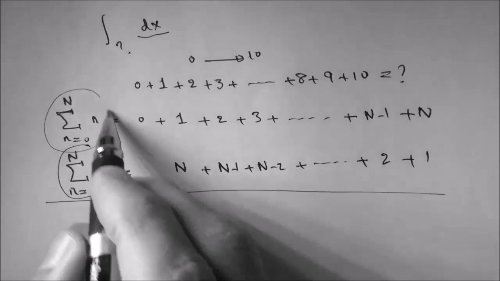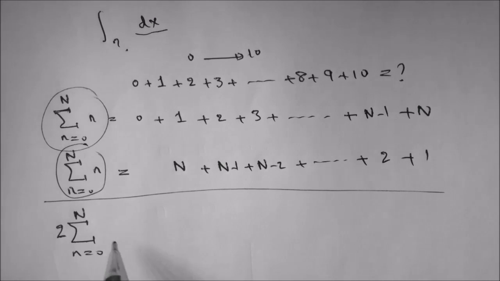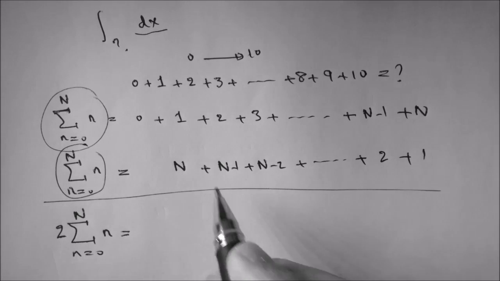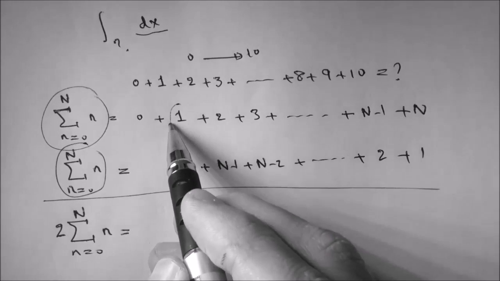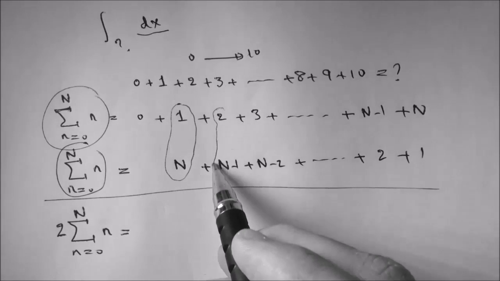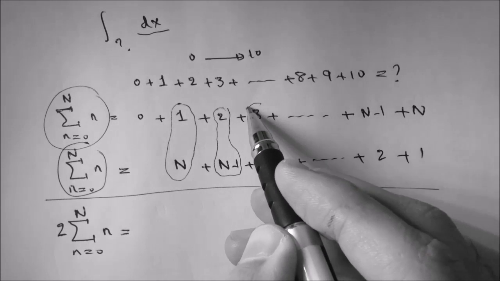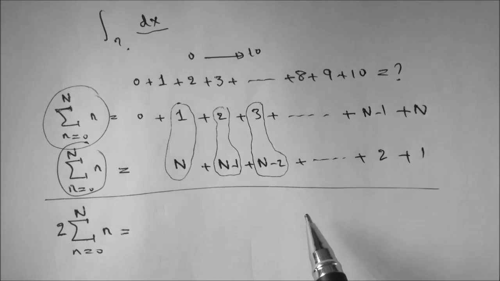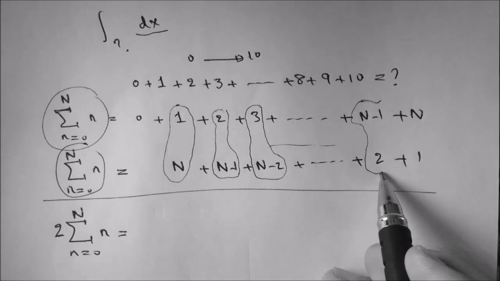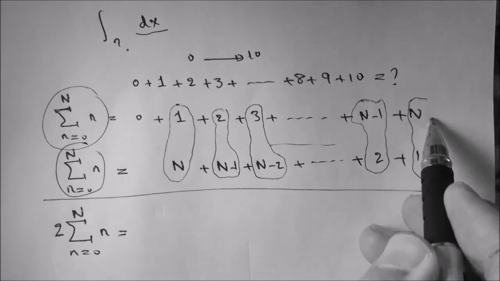2 times the summation, and what do we have here? We have 0 plus n, which is n, then 1 plus n. 2 plus n minus 1 is again 1 plus n. 3 plus n minus 2 is also 1 plus n, and so on. Here we have n minus 1 plus 2 is 1 plus n, and we have again 1 plus n.